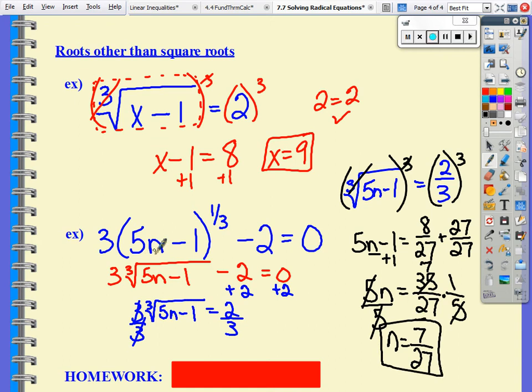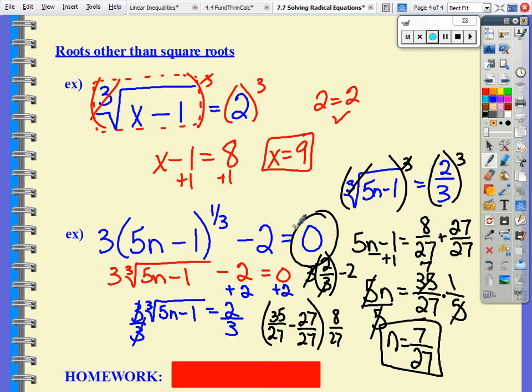If I plug in 7 over 27, what I get is 35 over 27 minus 27 over 27. That's what's inside that cube root. So notice what I get is 8 over 27. What's the cube root of 8? 2. What's the cube root of 27? 3. So I have 3 times 2/3 minus 2. Cancel, 2 minus 2, 0. It works. Amazing.